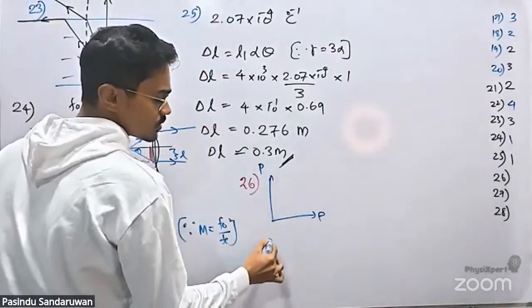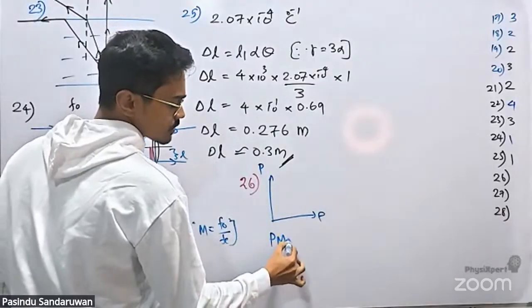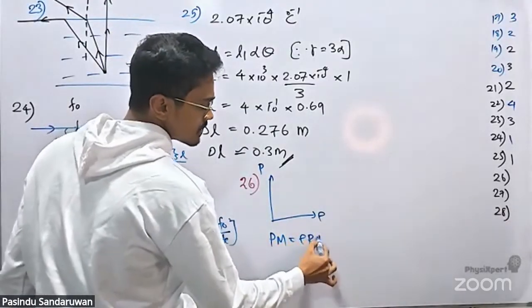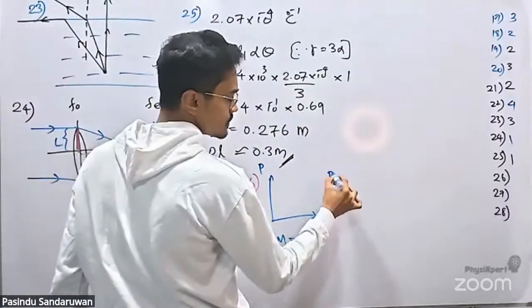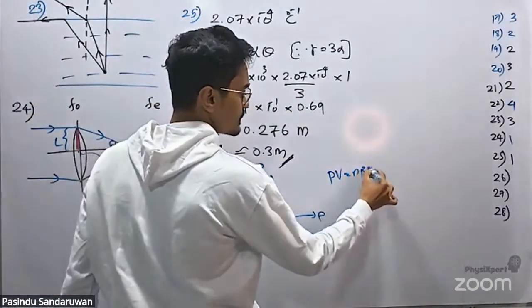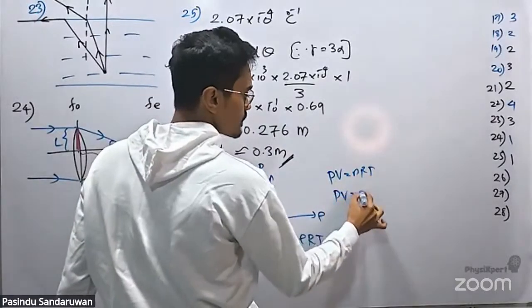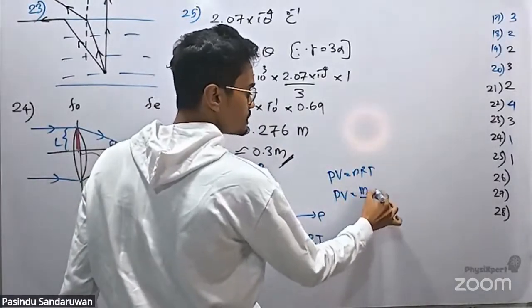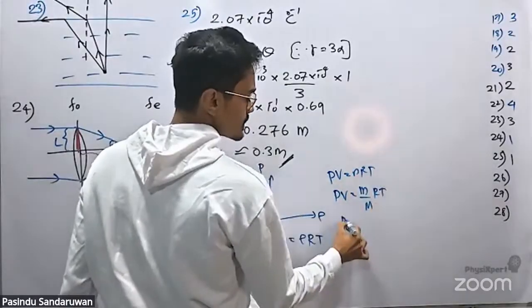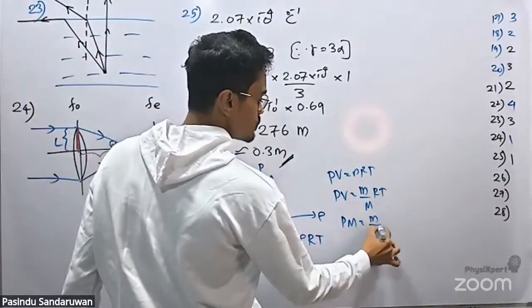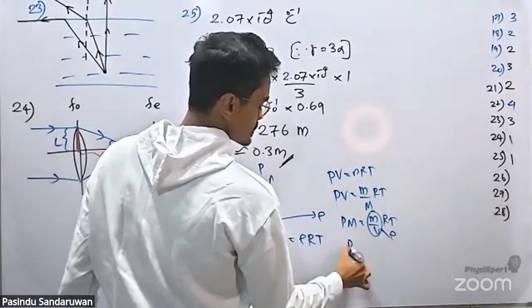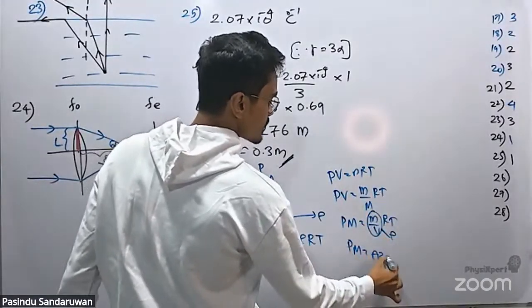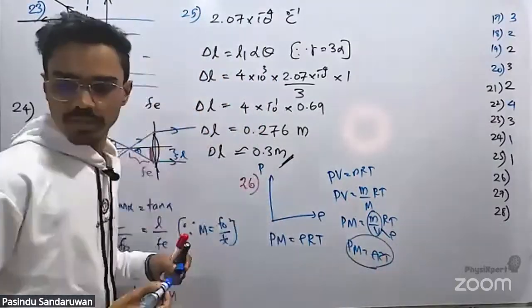So we know PM equals rho RT. This is a proved equation. We know PV equals nRT. Then PV equals n, which can be written as m over M, RT. Cross multiply this: PM equals m over V RT. M over V is rho, which means PM equals rho RT. This is the proved equation.